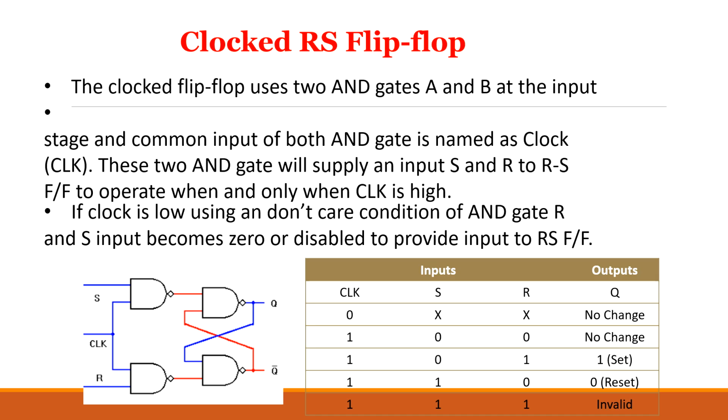Clocked RS flip-flop. The clocked flip-flop uses two AND gates A and B as the input stage, and the common input of both AND gates is named as clock CLK. These two AND gates will supply an input S and R to the RS flip-flop to operate when and only when CLK is high. If clock is low, using the don't care condition of AND gate, R and S inputs become 0, or disabled, to provide input to the RS.